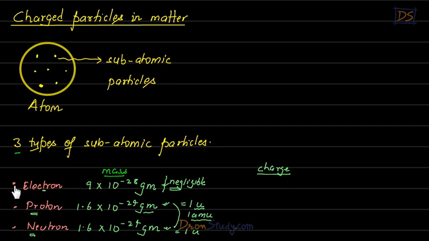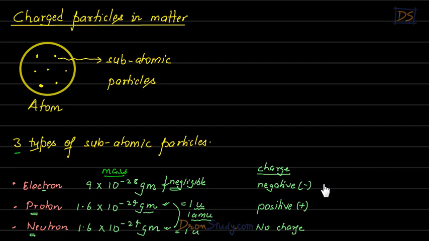See, students, this electron, this small subatomic particle inside the atom, has negative charge on it. This proton has positive charge on it. And what about this neutron, students? This neutron has no charge on it. So now the question is, how much negative charge is there on this electron?